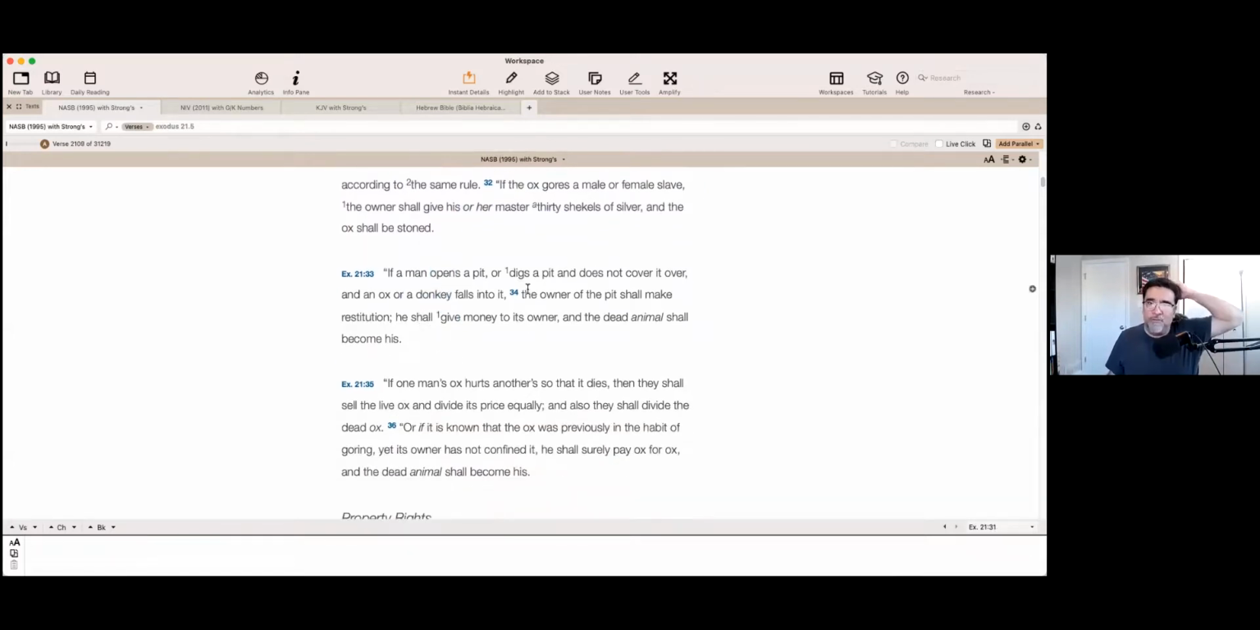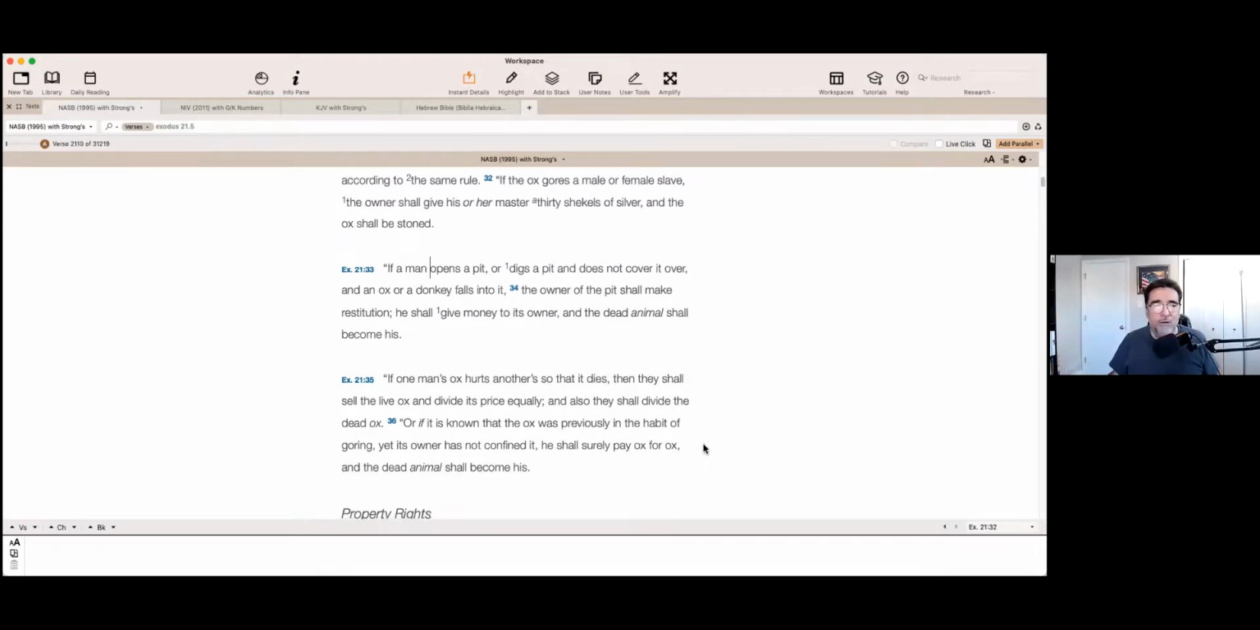If a man opens a pit or digs a pit and does not cover it over, and an ox or donkey falls into it, the owner of the pit shall make restitution. He shall give money to its owner, and the dead animal shall become his. Right? Similar types of laws. This, you have responsibility to not be negligent.